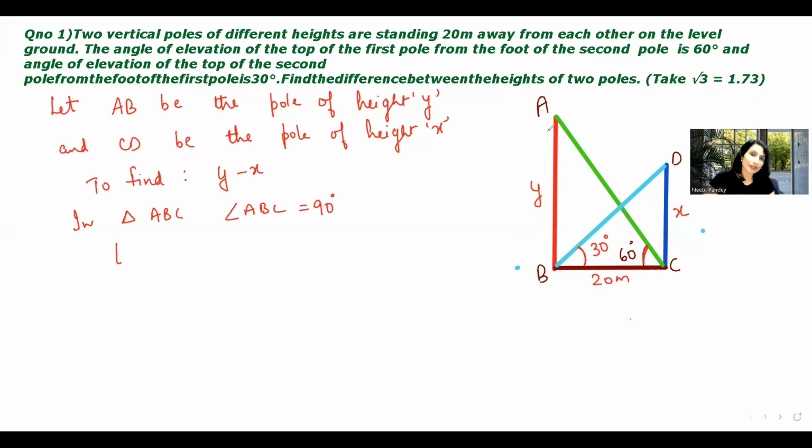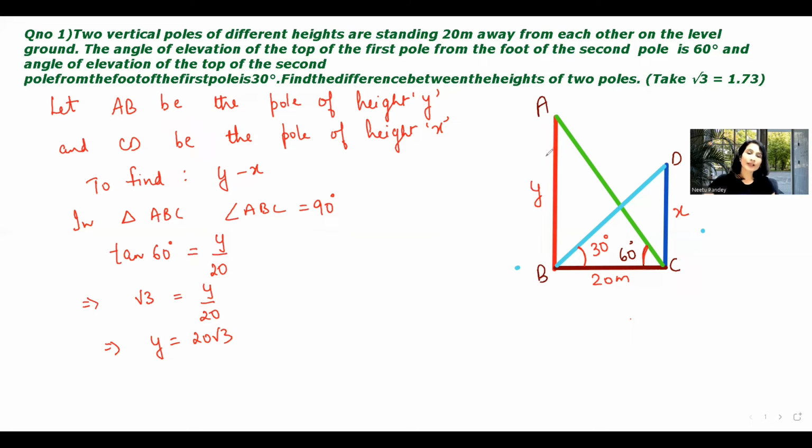The side y is the height of AB, and AB is the side opposite to the 60 degree angle. With the 60 degree angle we know the adjacent side and the opposite side. So clearly it is tan 60. Tan 60 is equal to y by 20. Tan 60, you know how much it is? Tan 60 is √3, so y by 20 equals √3. So the value of y is 20√3.